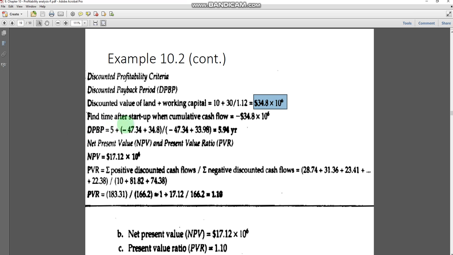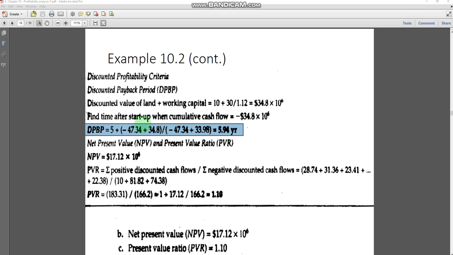Now find out the time after startup when the cumulative cash flow is this one. If you want to calculate the payback time, this is the investment that we have made into the project in terms of the working capital. And we have to see what the payback time should be. Now, as in the earlier example 10.1, we have to do similar things here again.